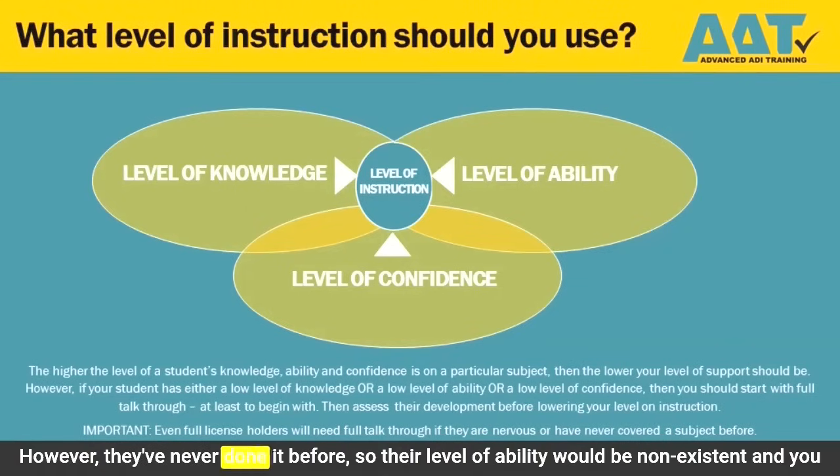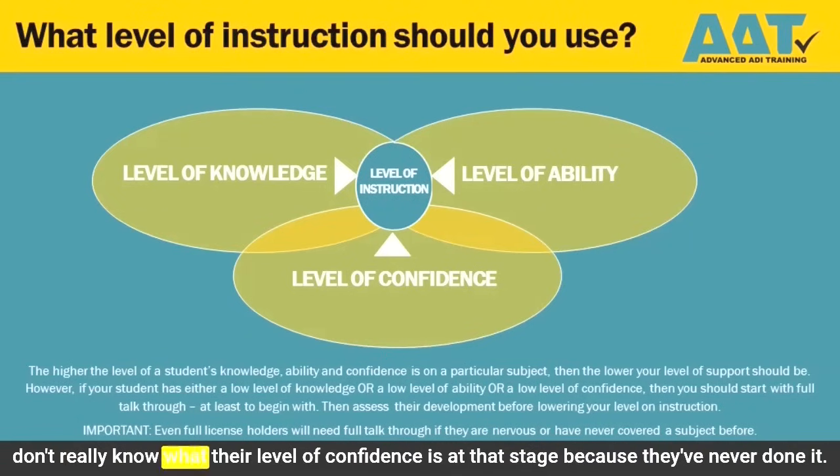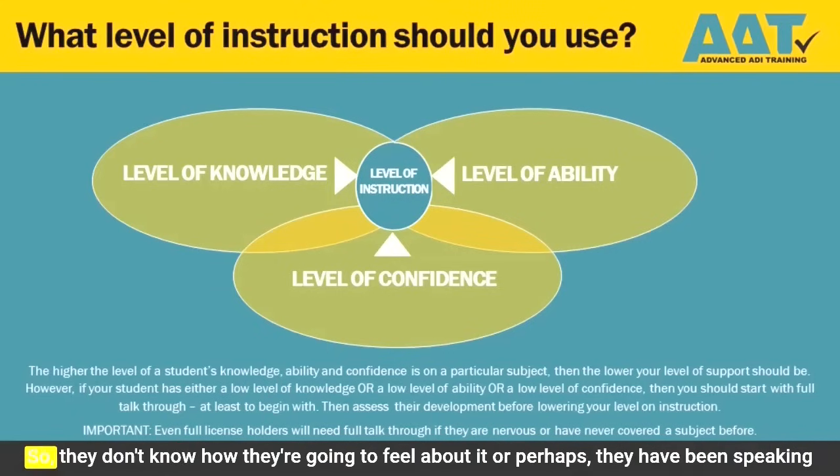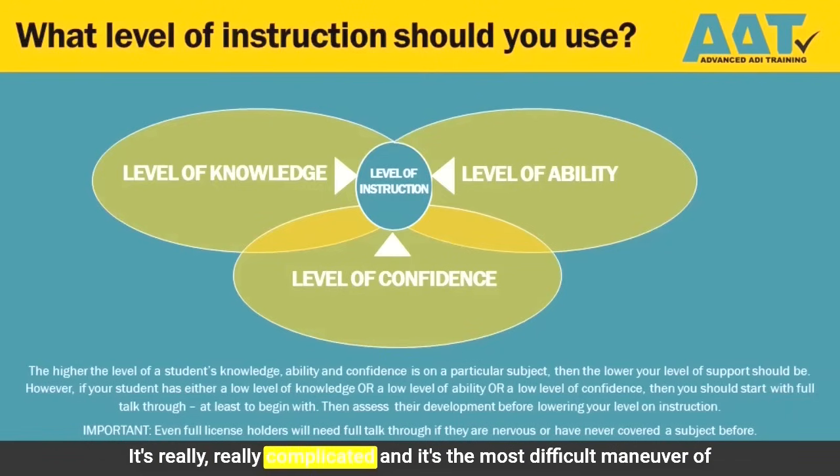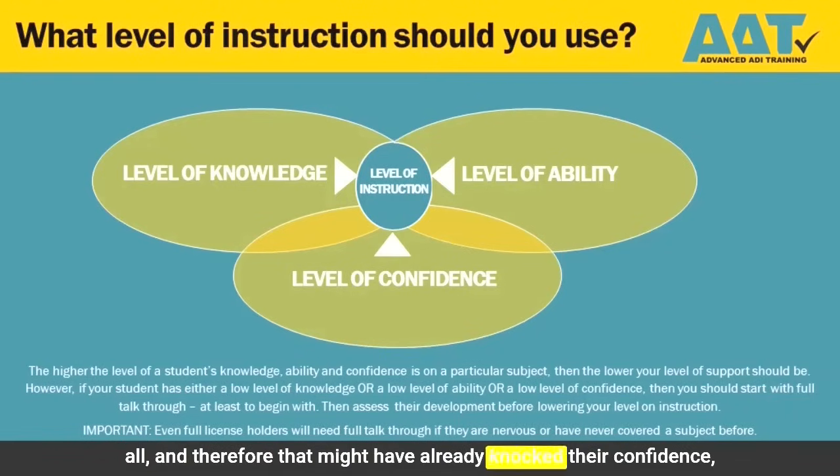However, they've never done it before, so their level of ability would be non-existent, and you don't really know what their level of confidence is at that stage because they've never done it, so they don't know how they're going to feel about it. Or perhaps they have been speaking to one of their mates who has told them that the parallel park is an absolute nightmare. It's really, really complicated and it's the most difficult maneuver of all. And therefore, that might have already knocked their confidence, even though they've never done it themselves.